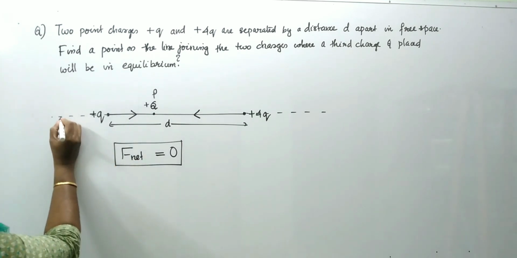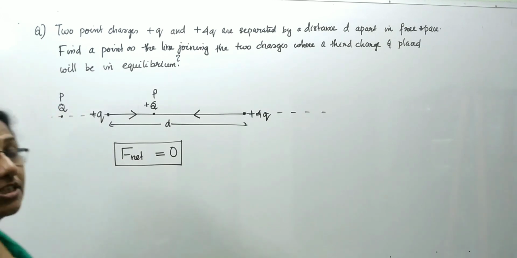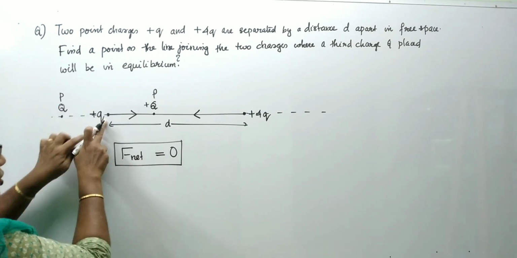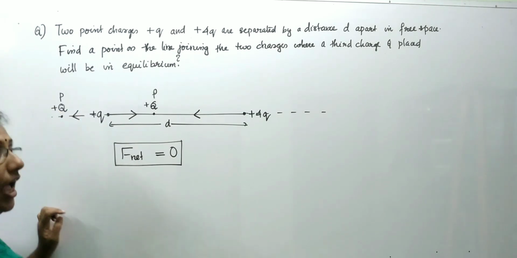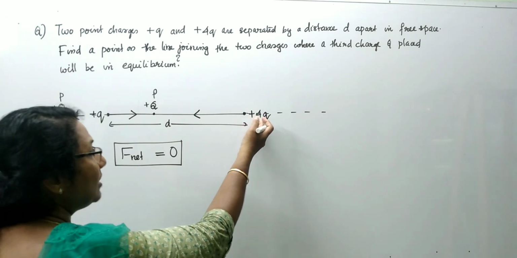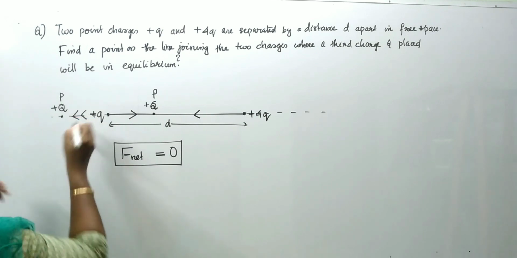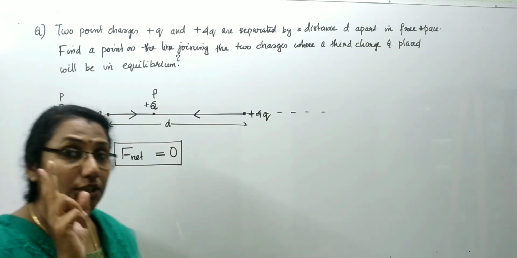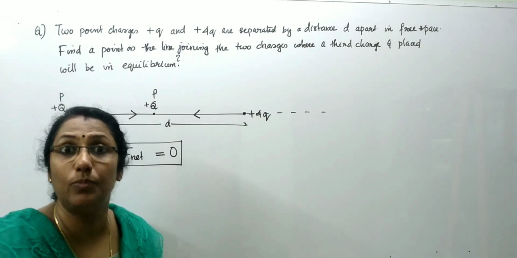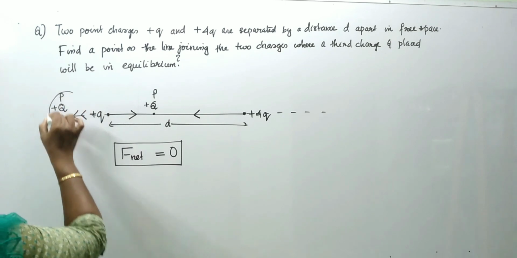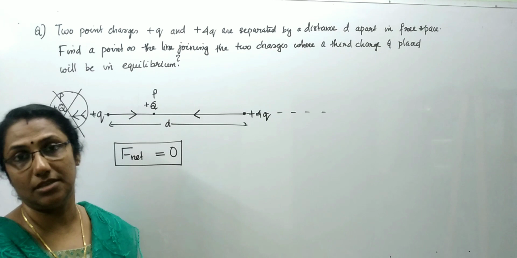Similarly, if I take a point P here, nearer to plus Q outside. Okay, so what happens? This plus Q repels plus capital Q, that is, the direction is towards the left. And what about the direction of force provided by plus 4Q on this plus Q? Again, plus 4Q repels plus Q. Again, the direction is towards the left. So the two forces acting on capital Q are in the same direction. So do they cancel? No, there is no chance to get a point like this where the force is zero.